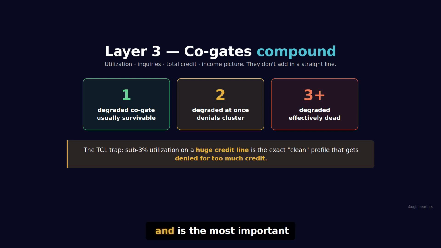Here's the math nobody teaches and is the most important thing in this section. Soft co-gates don't add up in a straight line, they compound. From an aggregated data set of 340 documented credit app sprees, the pattern is consistent. 1 degraded co-gate, you usually survive. 2 degraded at the same time is where denials start clustering. 3 or more, you're effectively done. I want to be clear, that's a community data set, not a number any bank publishes, but the shape of it matches everything I've seen in the field. 1 weak spot is survivable. 2 weak spots at once is a different animal.